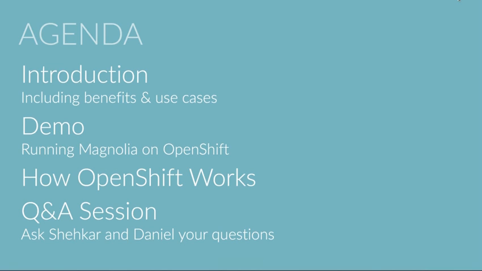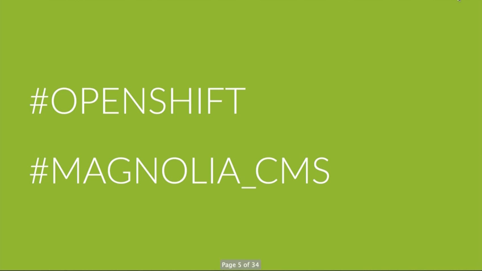After that, Shekhar will give you an overview of how OpenShift works so you can better understand how to use the tool with other projects. Then we'll have a Q&A session where you can ask more advanced questions about topics such as different deployment scenarios, dealing with upgrades, and so on. And with that, I'll happily hand over to Shekhar. Yeah, so these are a couple of hashtags that you can use in this webinar, so OpenShift and Magnolia CMS.